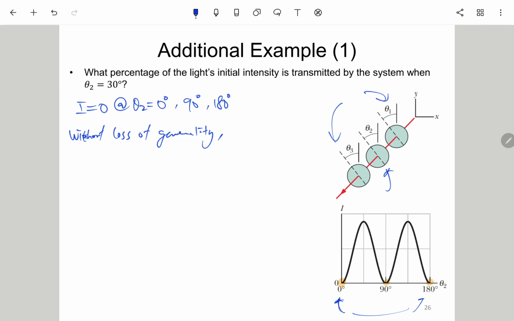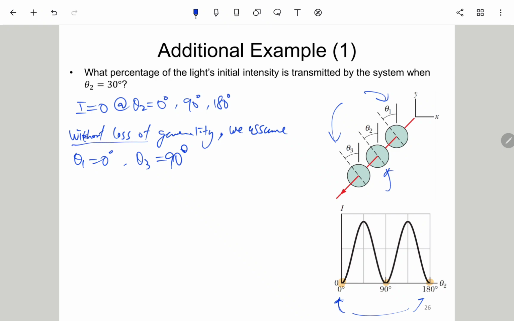Okay, 就是中文叫做不失一般性。Okay, so we assume theta 1 to be 0 degree, theta 3 to be 90 degree. Yeah, because one of it will be 0 degree and the other one will be 90 degree. So we can assume that theta 1 to be 0 degree, theta 3 will be 90 degree.